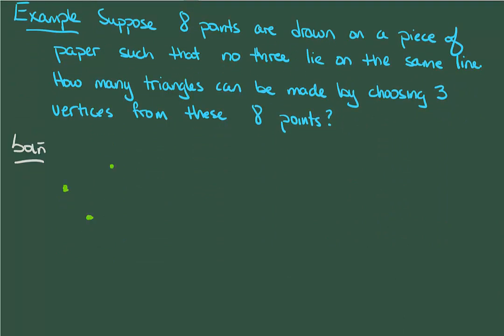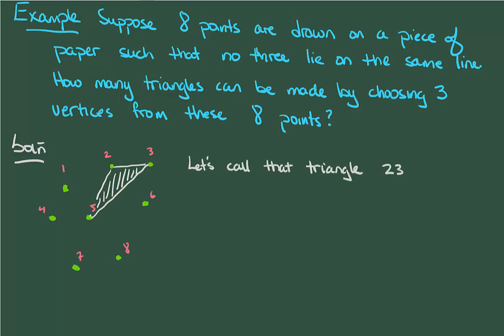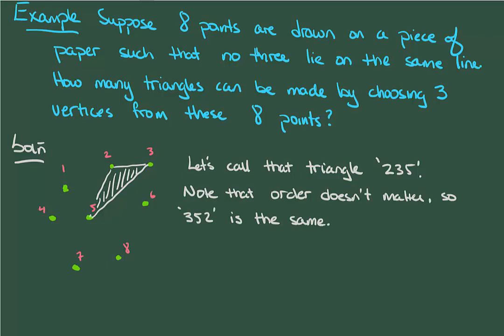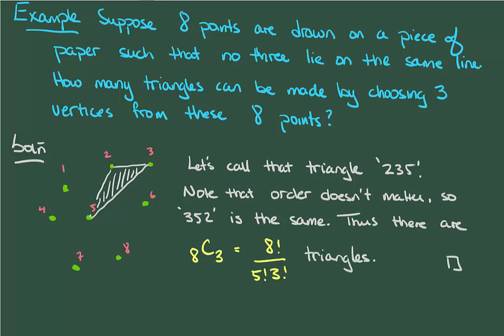Let's start out by drawing a typical example of 8 points. And it's going to help if we label them. So let's do that like so. If I draw a triangle like this, I'm going to say that this is the triangle 2, 3, 5, so that it's labeled after its vertices. And we can see here that order doesn't matter. So triangle 3, 2, 5, for example, is exactly the same. Thus, the number of triangles is just the number of ways of choosing 3 vertices from these 8 points, and that gives us 8 choose 3 triangles.